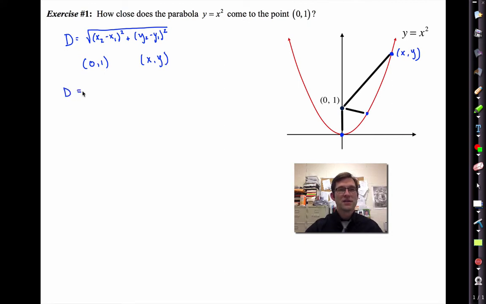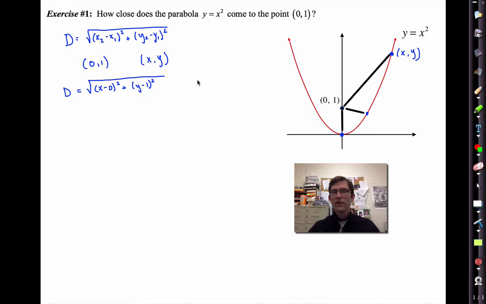And in that case, the distance will be the square root of what? I guess it would be x minus 0 squared plus y minus 1 squared. Now there's the function we need to optimize, right? We want to make that as small as possible. We want to find d min, so to speak. As usual, we've got too many variables. We've got an x and a y. So we have to think about how to get rid of one of them. Think about that for a minute.